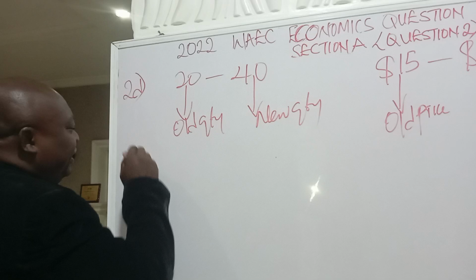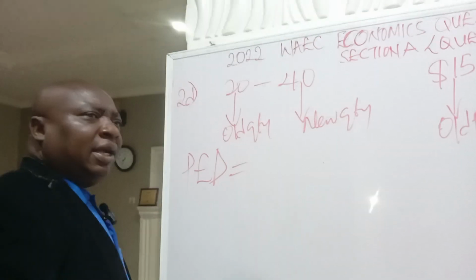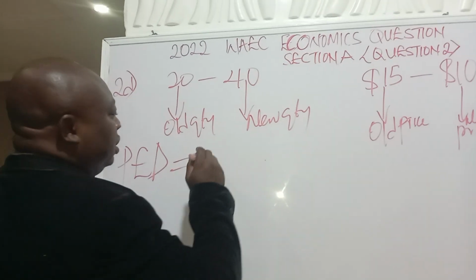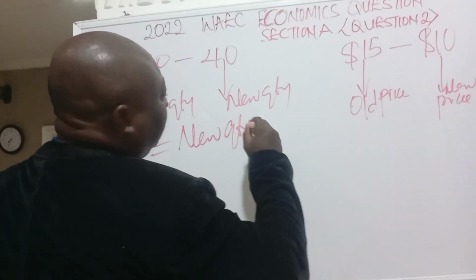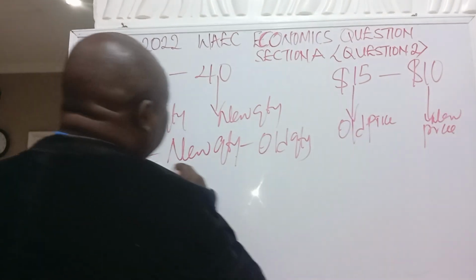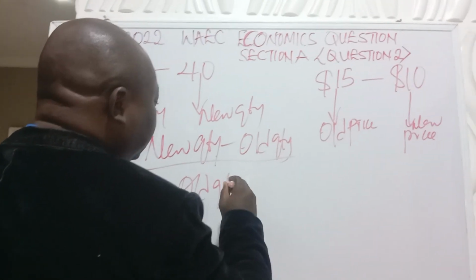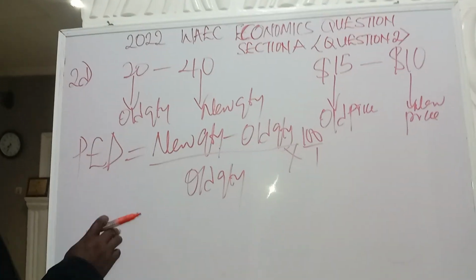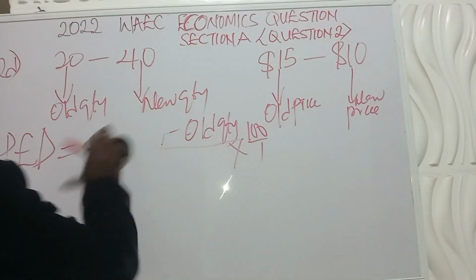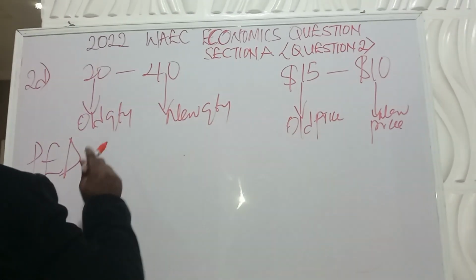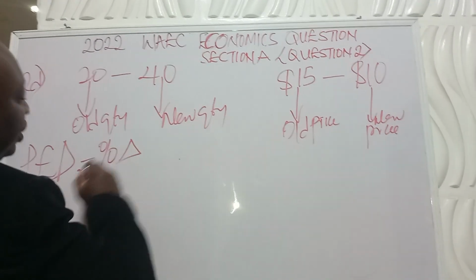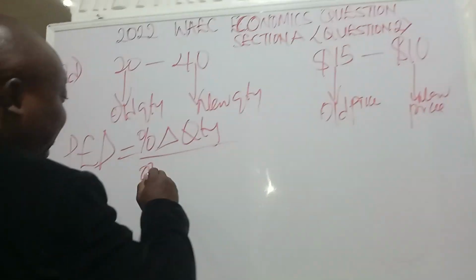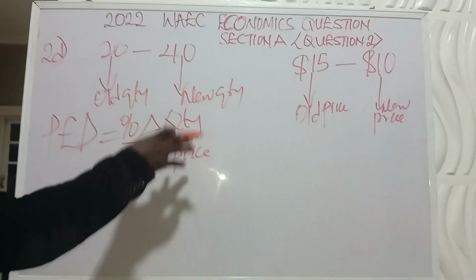Now to calculate price elasticity of demand, do you know the formula? Please tell me the formula. Quickly type it in the comment section. Now the formula is this. Oh, I need to correct something. There was a mistake here. It is percentage change in quantity demanded or supply over percentage change in price. So I actually enlarge this.